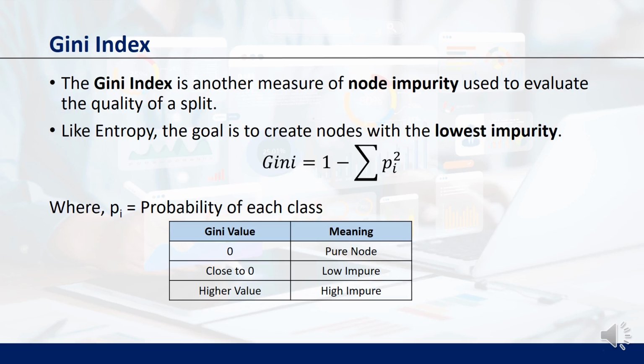One more characteristic of the Gini index is that it is simpler than entropy because it does not require logarithmic calculation. The Gini index is commonly associated with the CART algorithm, which we will study in greater detail in a later module. So, when you remember the Gini index, remember these three things: impurity measure, lower is better, commonly used by CART.